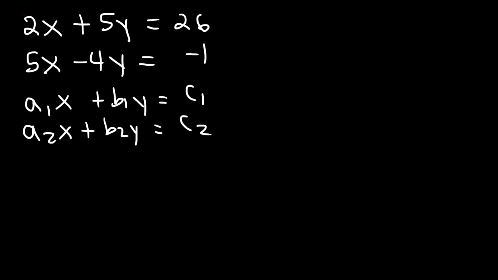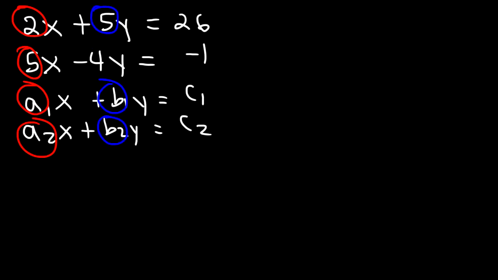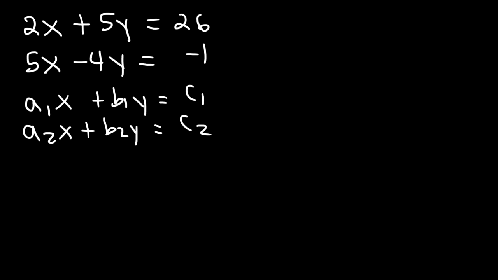So what this tells us is that a1 is 2 and a2 is 5. b1 is 5, b2 is 4. c1 is 26, c2 is negative 1. Now, in order to calculate, x is equal to dx over d, and y is equal to dy over d, where d is the determinant. So let's calculate d first.